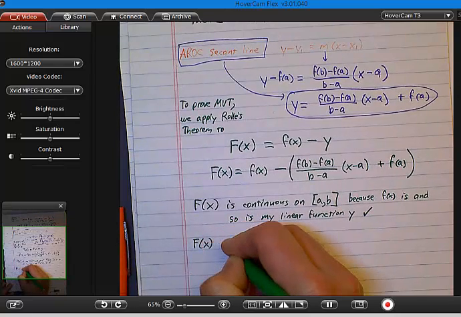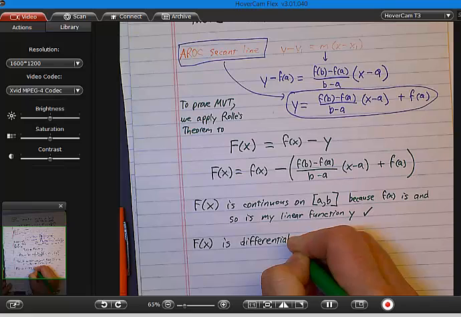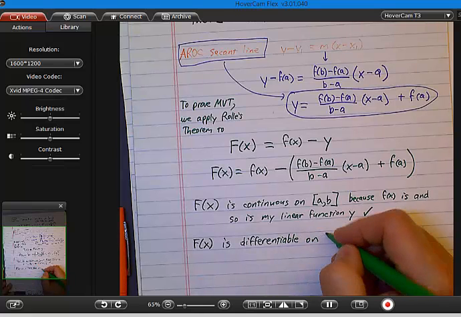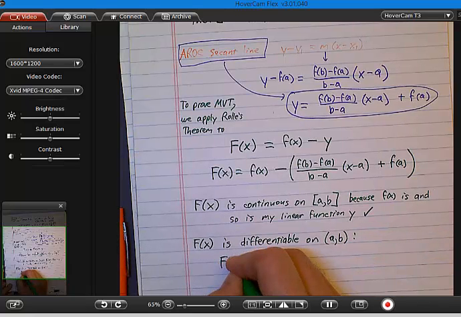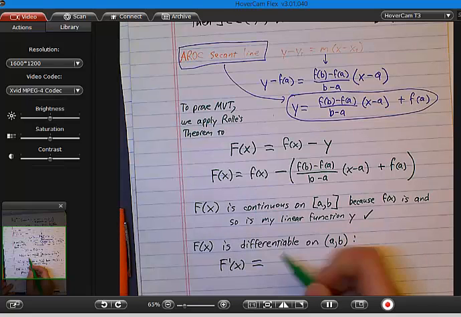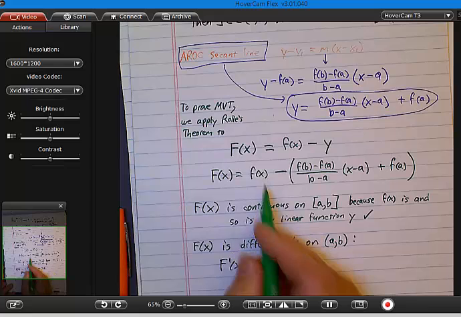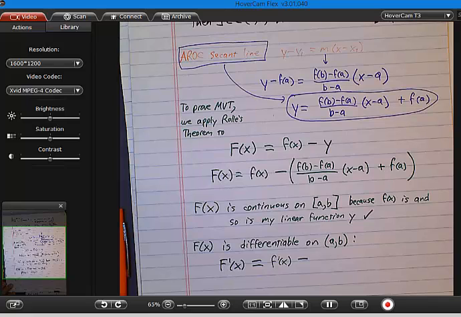Yes, big F(x) is differentiable on the open interval (a, b). Do we believe that? Well, if it is, we should be able to compute the derivative, right? Here, let's check that. What is big F'(x)? Well, it's little f'(x), right? You do that part first. Minus what?